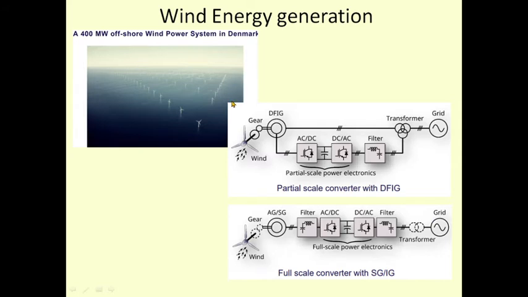Now in wind energy generation systems, this is for example a wind energy farm, a huge wind energy farm in Denmark, 400 megawatt offshore wind power system. In these windmills, this wind interacts over here, and we are having two systems. I'm not going into much detail, but I'm just talking about the power electronic devices that are used. So we are having partial scale power electronics, and there is full scale power electronics.